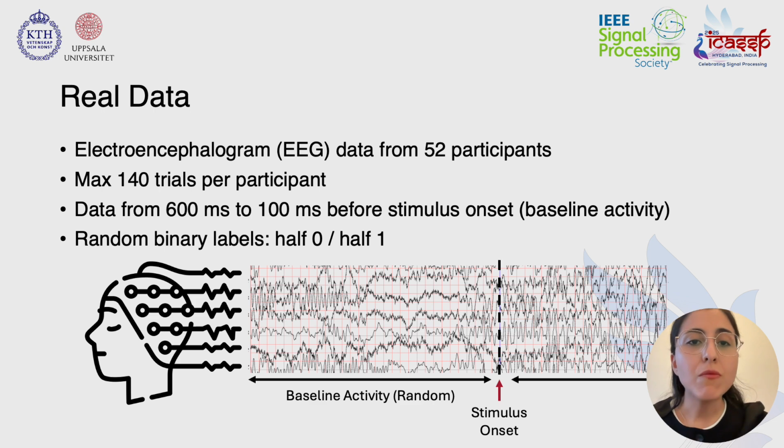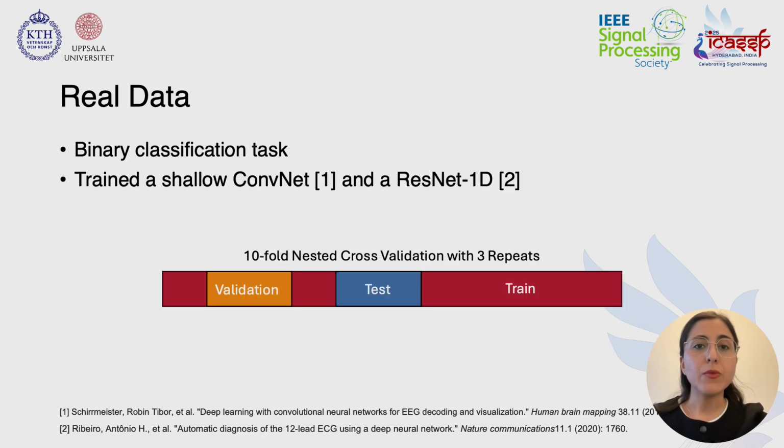We assigned random binary labels to pre-stimulus data, which represent the baseline activity of the brain. Then we trained 2 different convolutional neural networks for a binary classification task, where EEG signals were labeled as class 0 or 1 randomly. And we used nested cross-validation for training and performance assessment and compared its results with standard cross-validation.